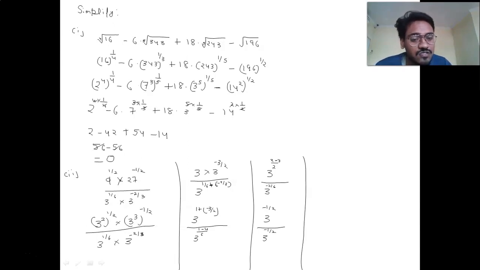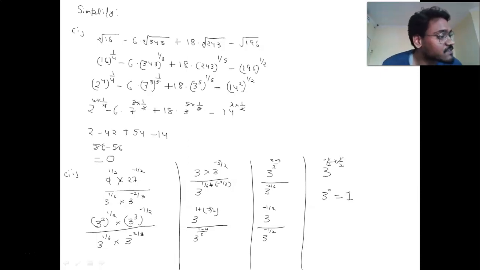Now students, when this minus 1 by 2 power of 3 comes in the numerator, it will be added. So half minus half, it will become 3 raised to the power 0, and your answer is going to be plus 1 only. See, this kind of question can be solved in this way. Now we will have more questions on this concept.